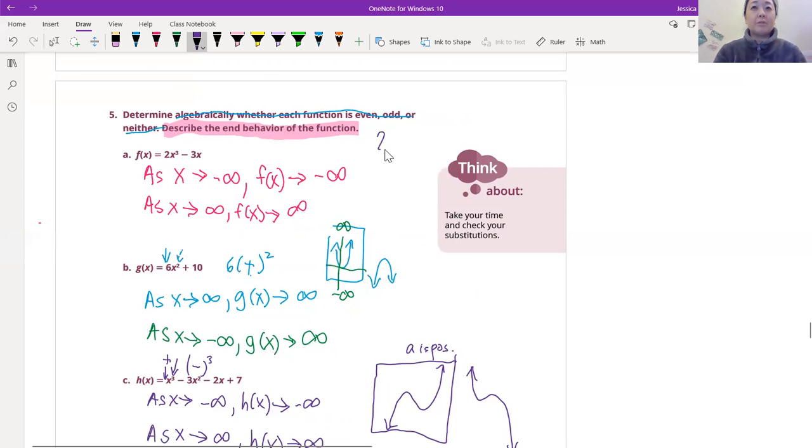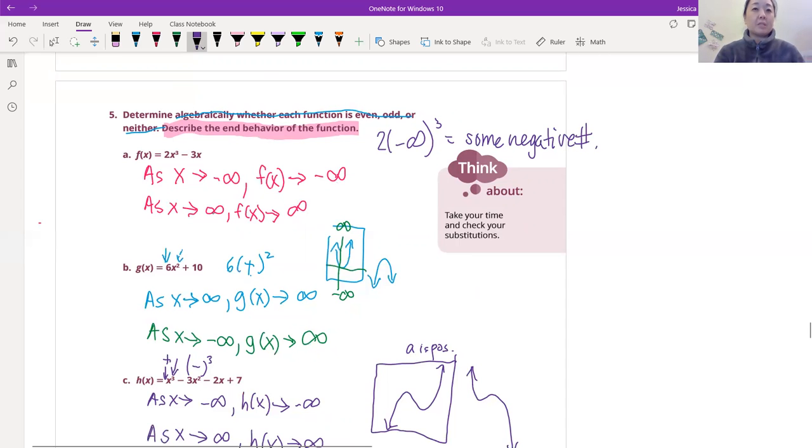So 2 times some big negative number to the third power, that's going to make it negative, times a positive is still going to be some negative number. And that's what makes this negative.